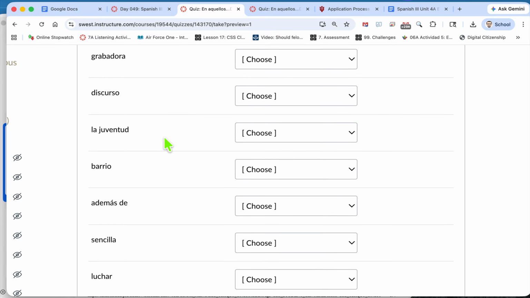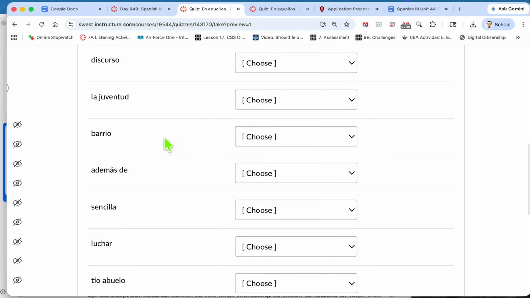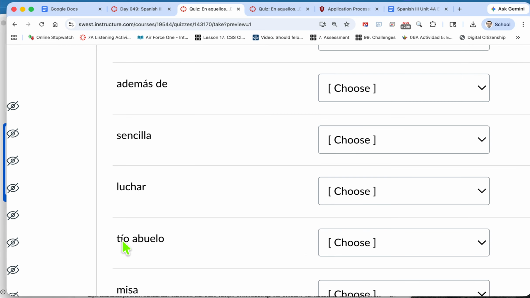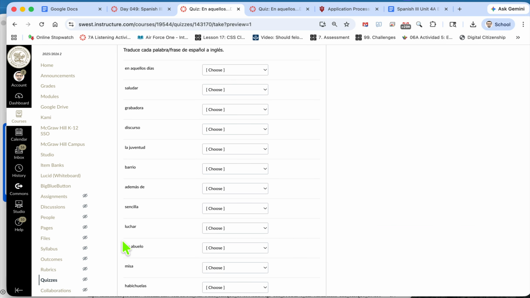I'm going to hear la juventud, youth, barrio for neighborhood, and so on. So tío abuelo, which they're familiar with tío and they're familiar with abuelo, but they were not familiar with the two together. This is the first time they've seen those two together to mean your great uncle. And so when they finish with that activity, which just takes them a couple of minutes, now they have a vocab list of words with their definitions to use, and then they can jump into the video activity itself.